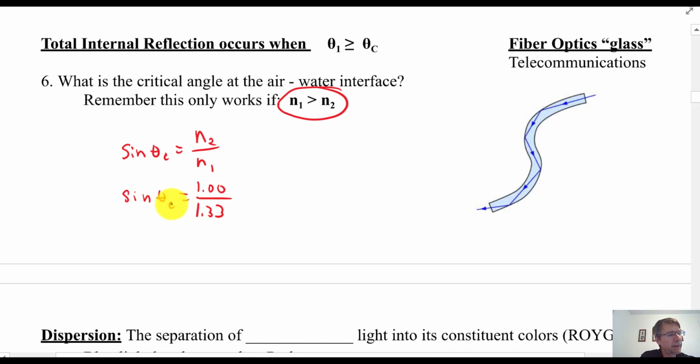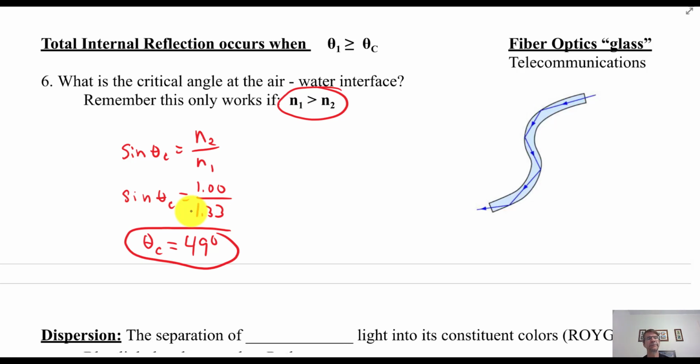But if you work that all out, you divide that and take the inverse sine of 0.752, and you get theta critical. If you do two steps there, it's 49 degrees. So you divide that, get a decimal, and take the inverse sine. The decimal is 0.75. I don't need to see all that work on the homework. Just show me the numbers you plugged in, and you can give me the answer. But let me show you a little bit about fiber optic cables.